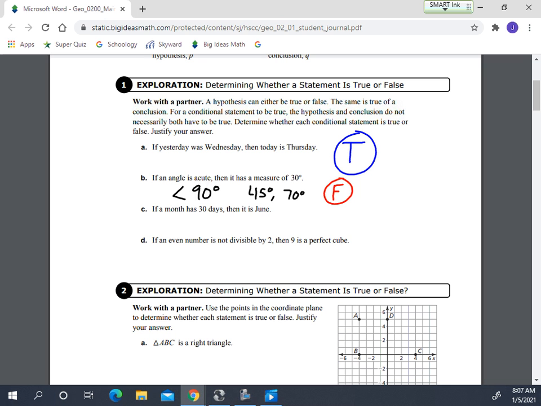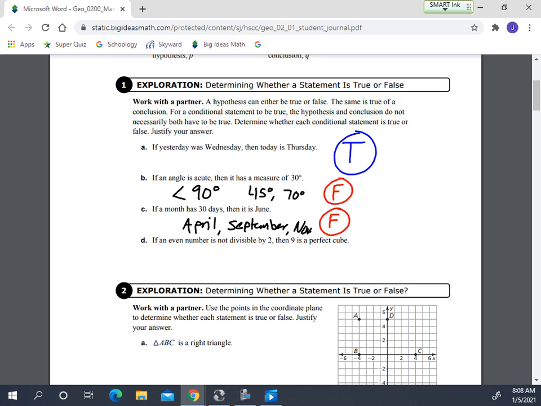Letter C. If a month has 30 days, then it is June. Okay, is the only month of 30 days June? No, that's false, right? Why is it? Because, well, think of another month besides June. I think April, I know September, November? April, June, September, November, they all have 30 days, right? So it's not necessarily always June if the month has 30 days.